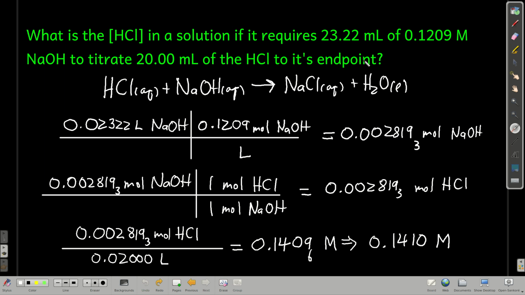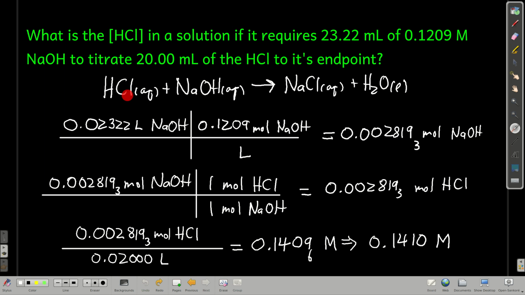In other words, right when that solution first turned pink with one drop, we had added 23.22 milliliters of the solution in the burette. We also know how much of the hydrochloric acid solution was down in the flask, because we used a volumetric pipette to measure it. So 10.00 milliliters. So how do we find the concentration of hydrochloric acid?